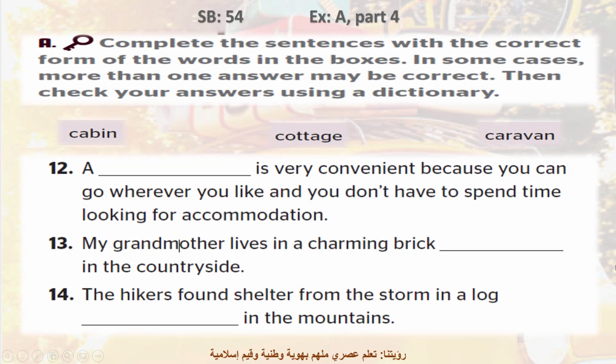Exercise A, Part 4. In Part 4, we have 3 words: cabin, cottage, and caravan. Pause the video, fill in the spaces with the 3 words, and replay the video to check your answers. Here are the answers. Sentence number 12.